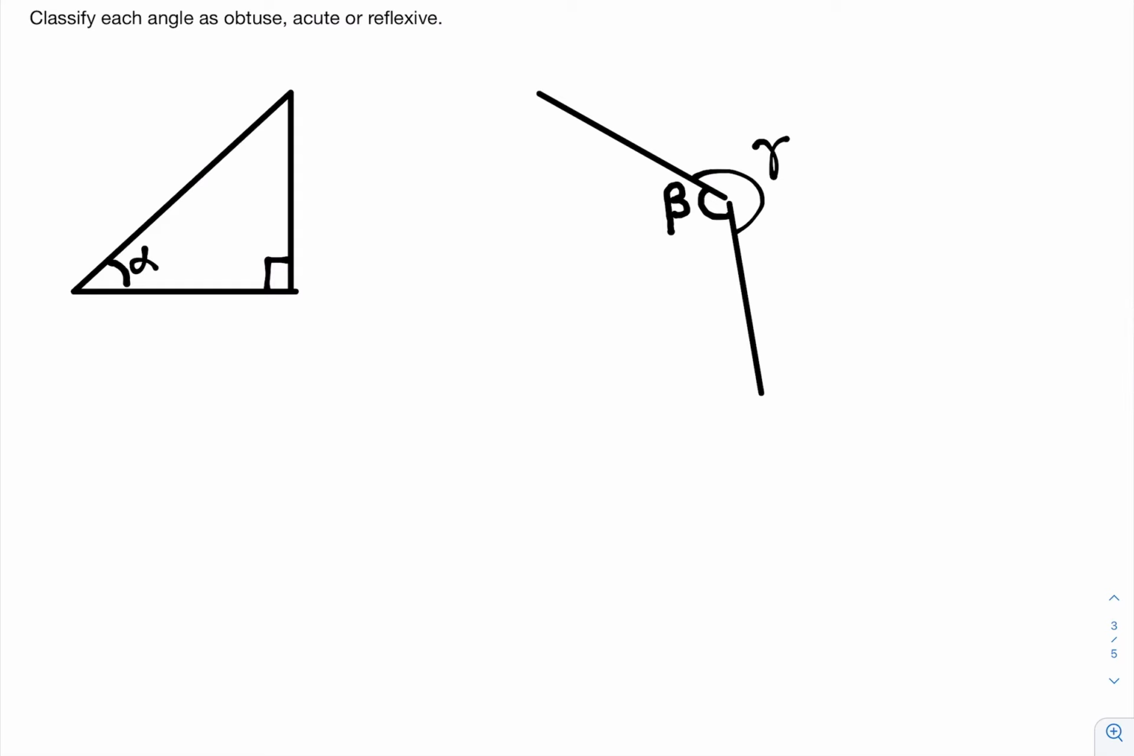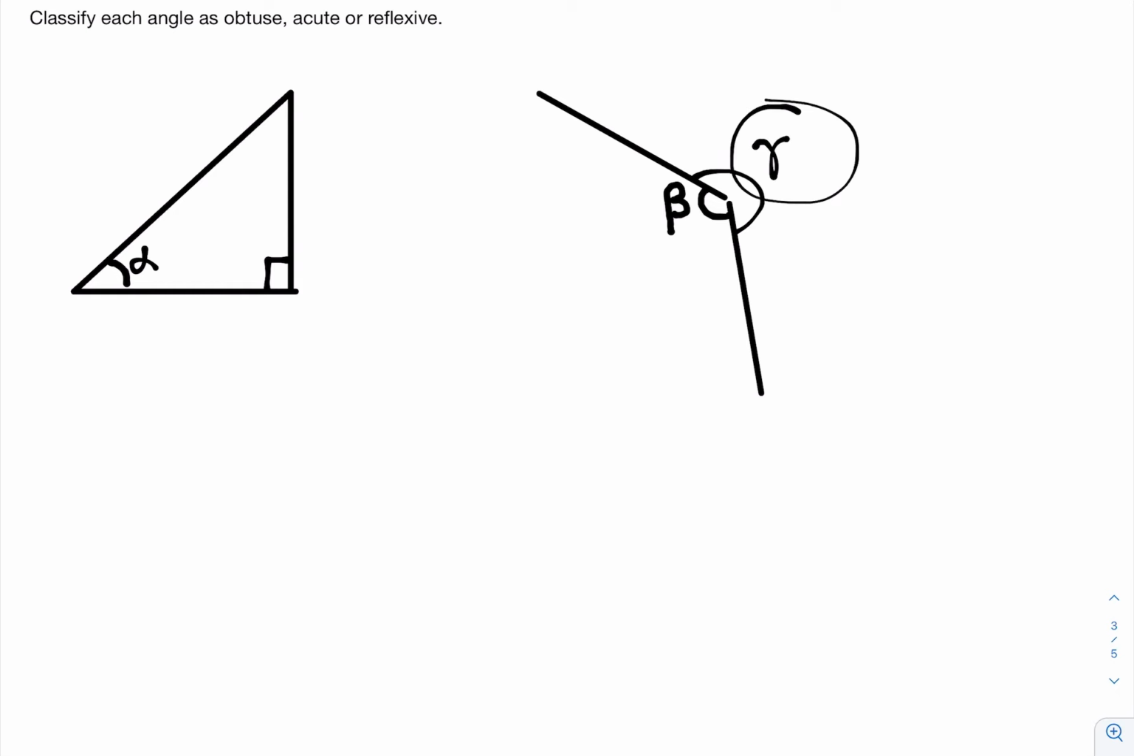Okay, classify each angle as obtuse, acute, or reflexive. So the angle here on the left indicated is called alpha. It's kind of like you know those fish you used to draw in elementary school? That was horrible. That was terrible. Okay, so kind of look like that, and then the tail, right? Kind of looks like that, except it doesn't have the tail, so it's just kind of a part of a fish. I don't know, it always kind of reminds me of that.